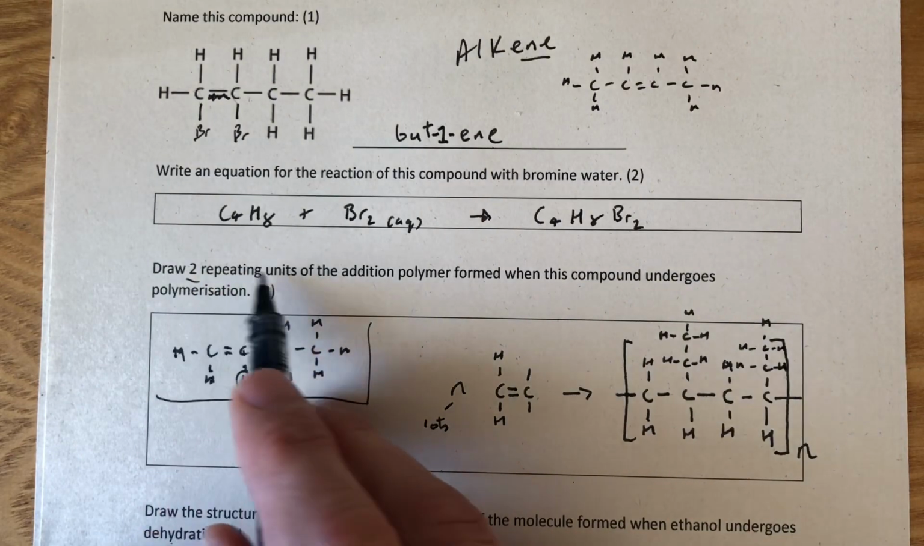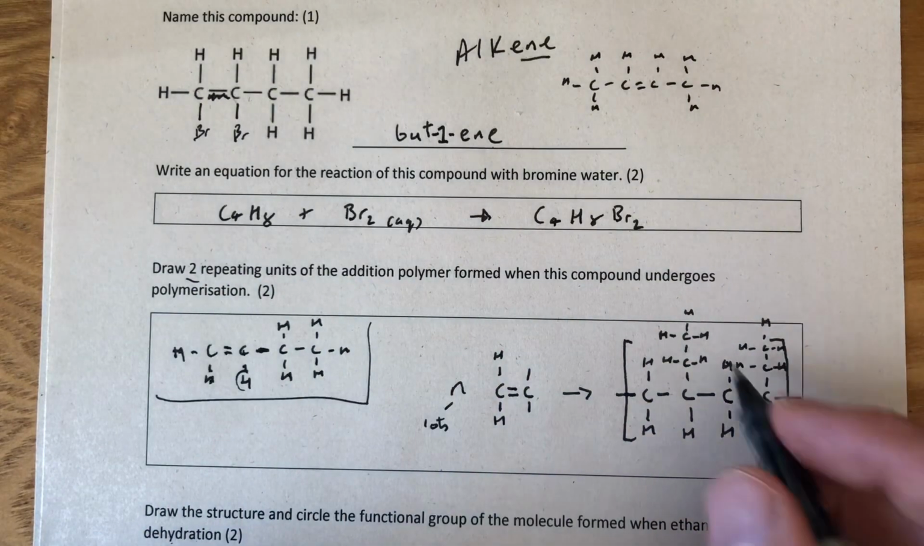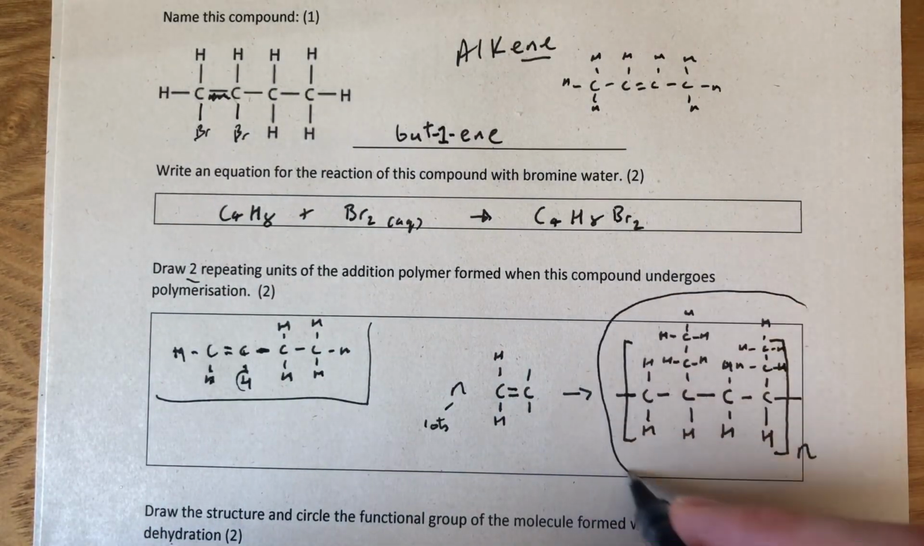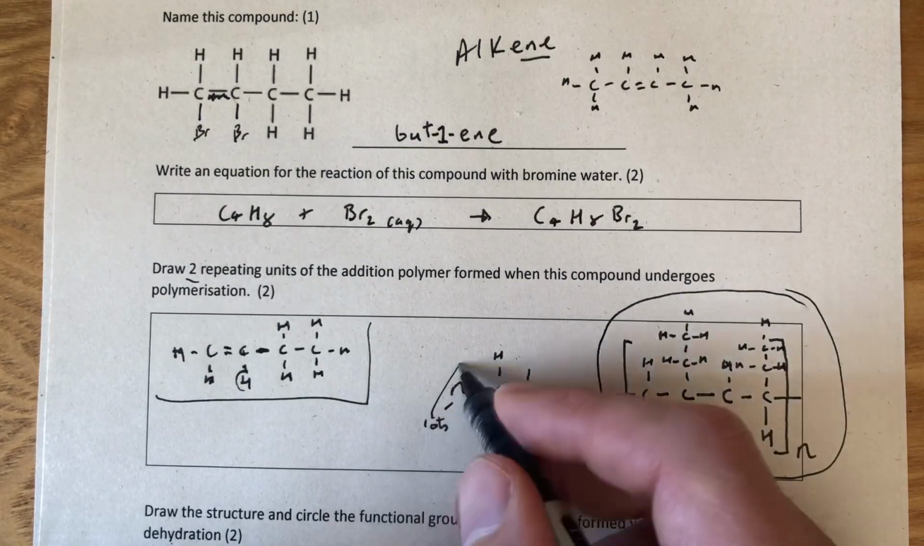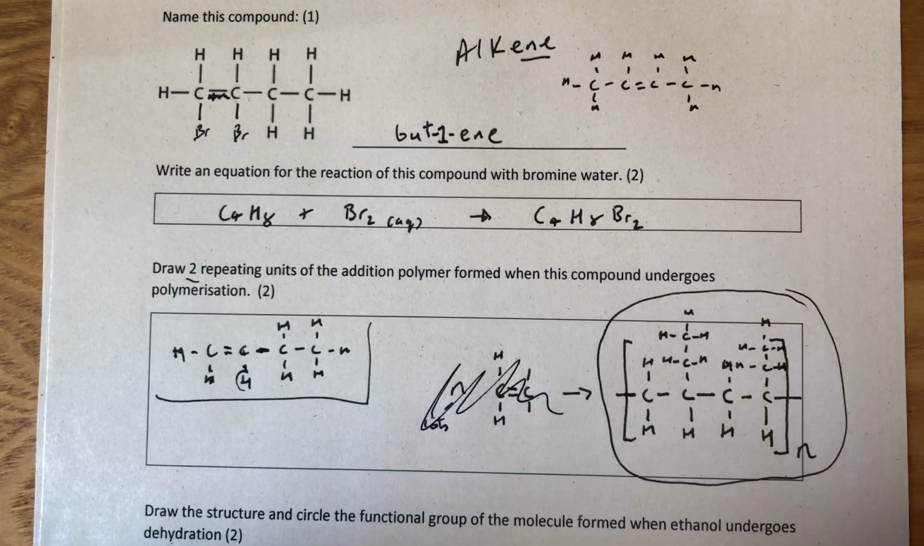So draw 2 repeating units of the addition polymer, so that's what we need to draw there. Let's just scribble out the rest of the equation because we may not be too fussed about that.